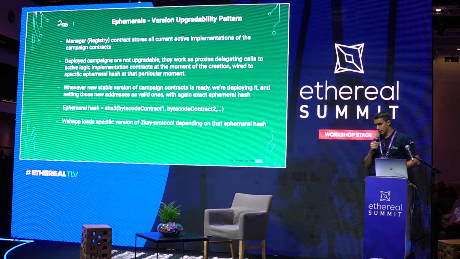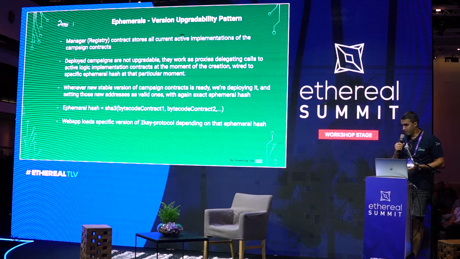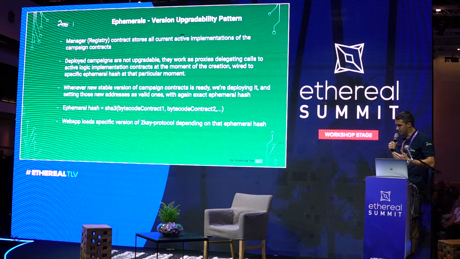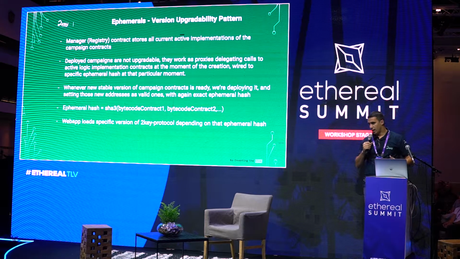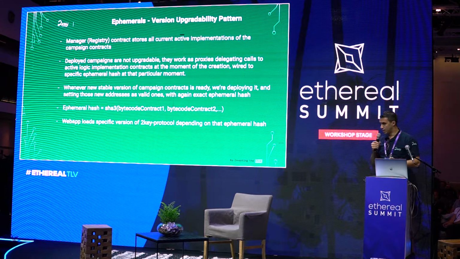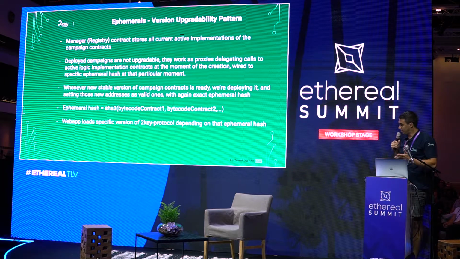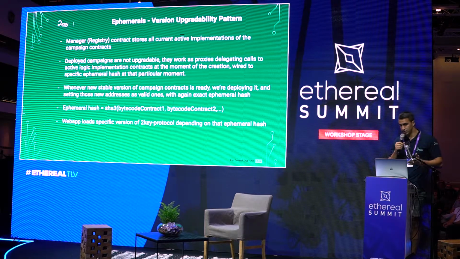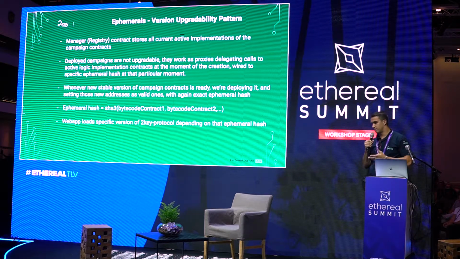And whenever a new stable version of the campaign is ready, as I've been explaining, since we want to continuously update our system and bring new features, it will just set the new addresses as valid ones, and every campaign created after that moment will use the latest implementation, which will follow the ephemeral hash. And that hash is, just to mention, generated by a SHA hash of the bytecodes of all contracts which are taking part in that particular ephemeral.